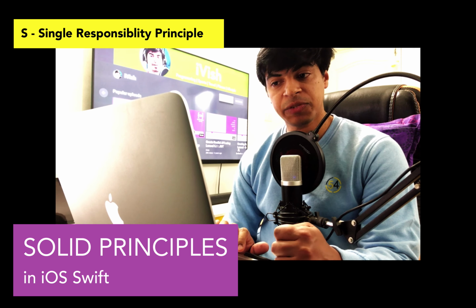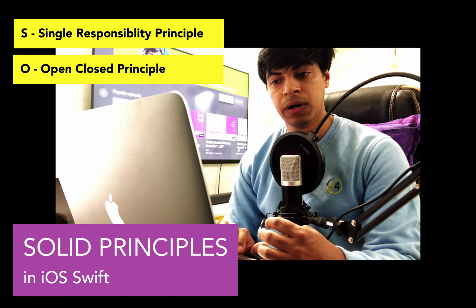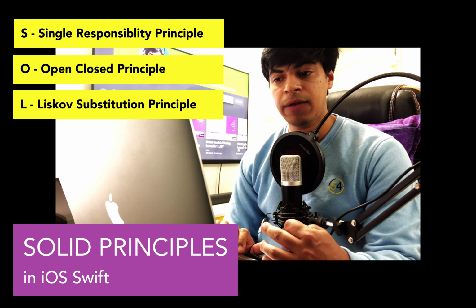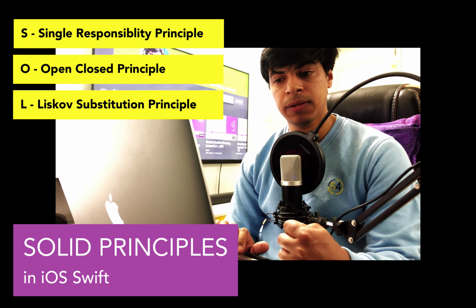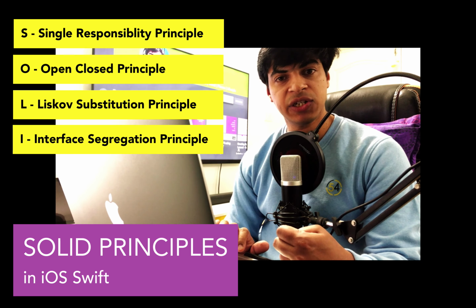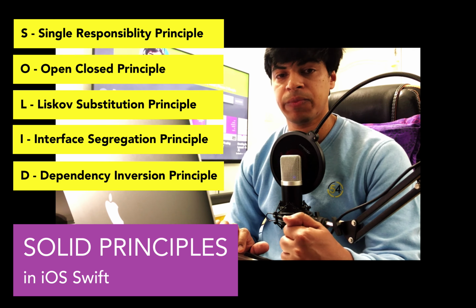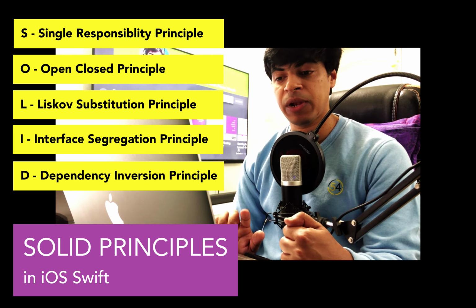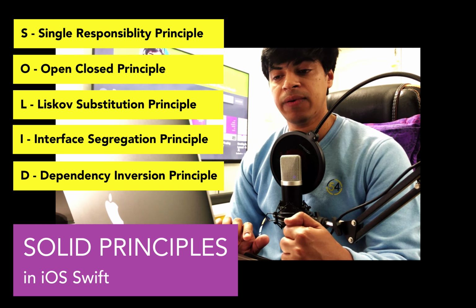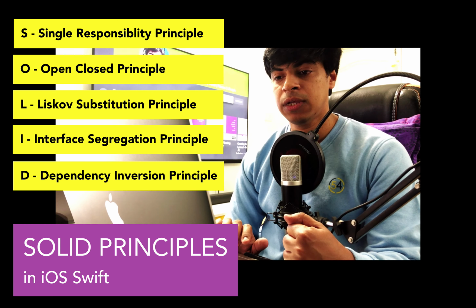S for single responsibility principle, O for open-closed principle, L for Liskov substitution principle, I for interface segregation principle, and D for dependency inversion principle. Not dependency injection, but dependency inversion principle. So these are the five principles which are very much required for building a flexible and maintainable architecture. So let's start with understanding each and every one singly. Let's start with the single responsibility principle.